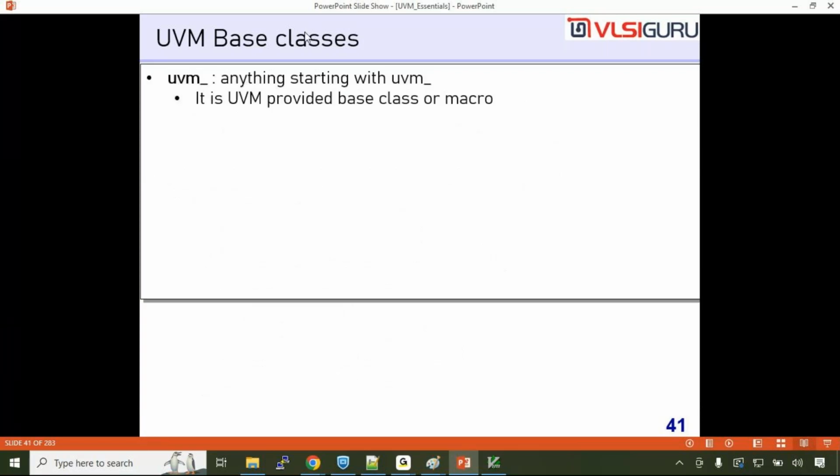About UVM base classes, everything starts with UVM_. Like driver starts with UVM_driver, UVM_monitor. Anything starting with UVM_ is a UVM related thing. It is a UVM provided base class or macro. Whenever you see something starting with UVM, it means it is UVM provided.